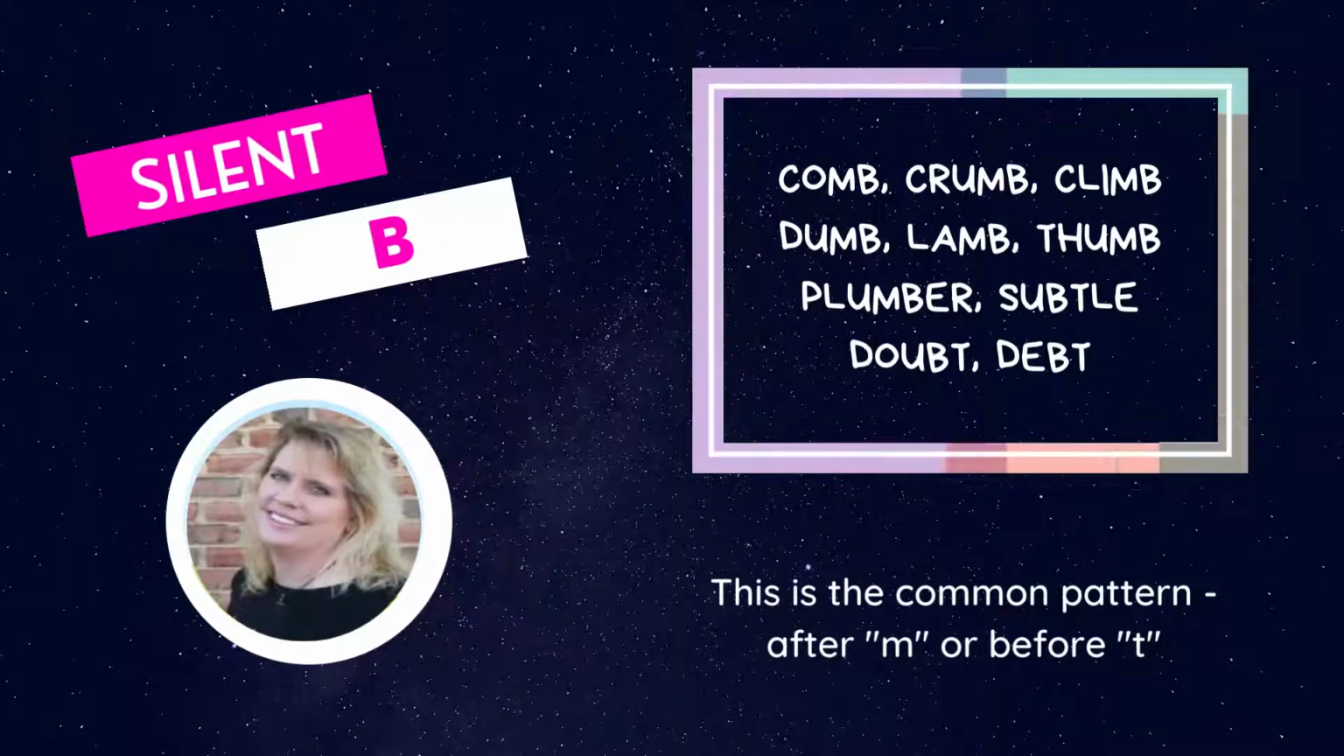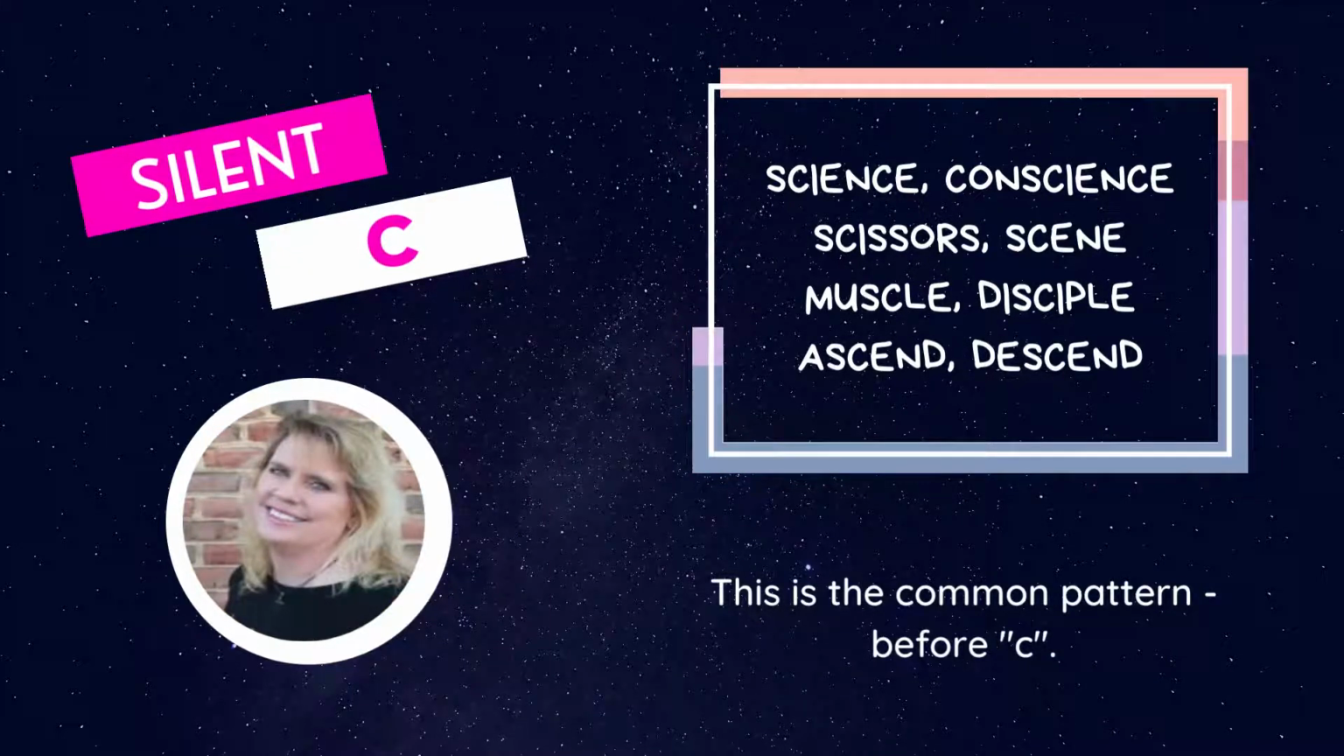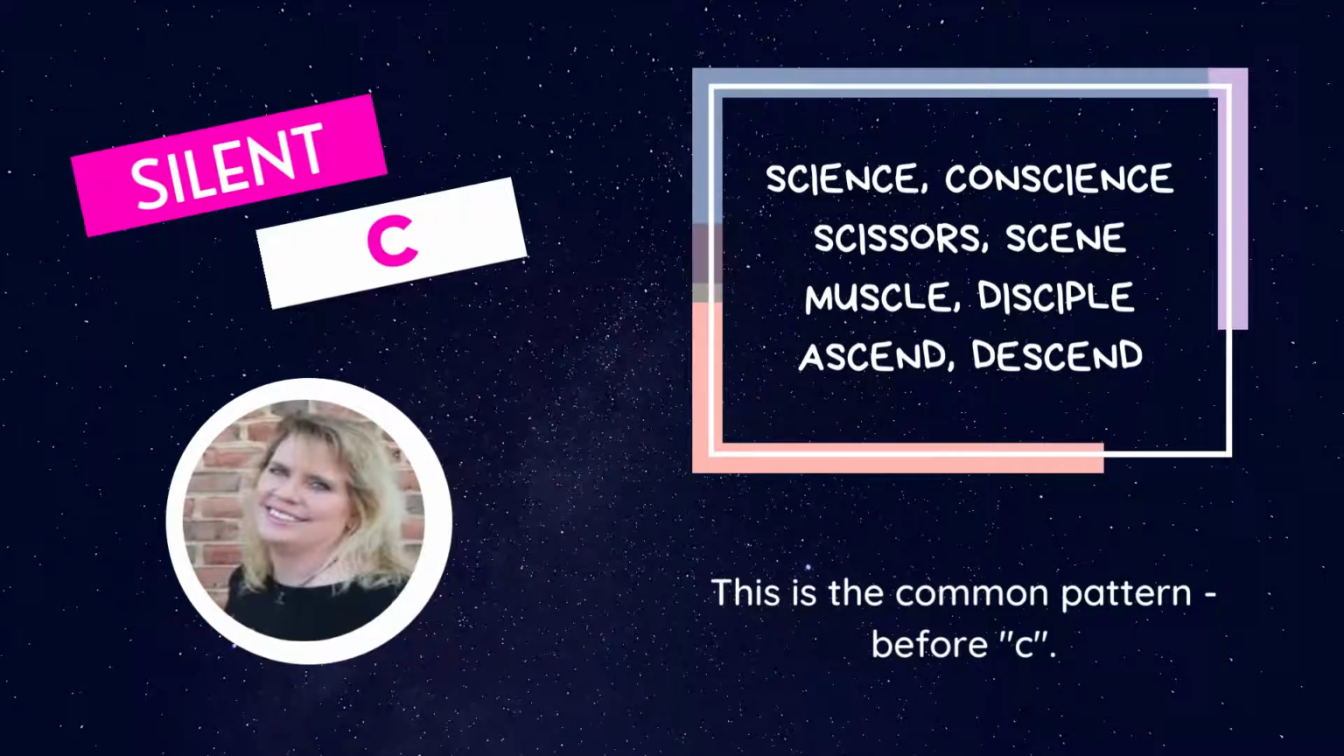This is the common pattern for B. A silent B comes after an M: comb, crumb, climb, dumb, lamb, thumb, plumber, and before a T: subtle, doubt, debt.